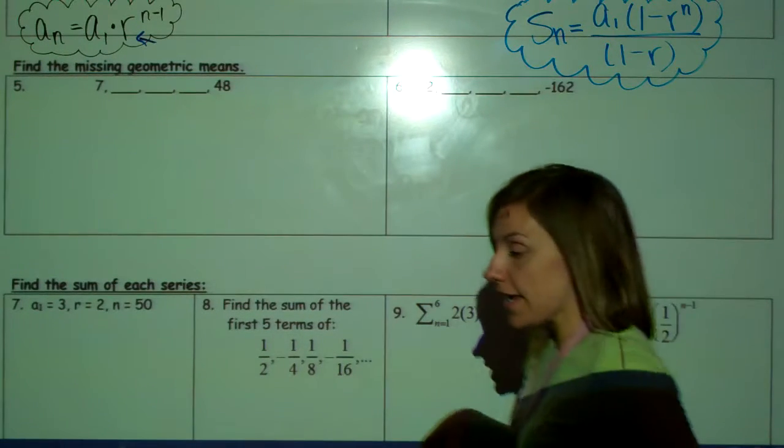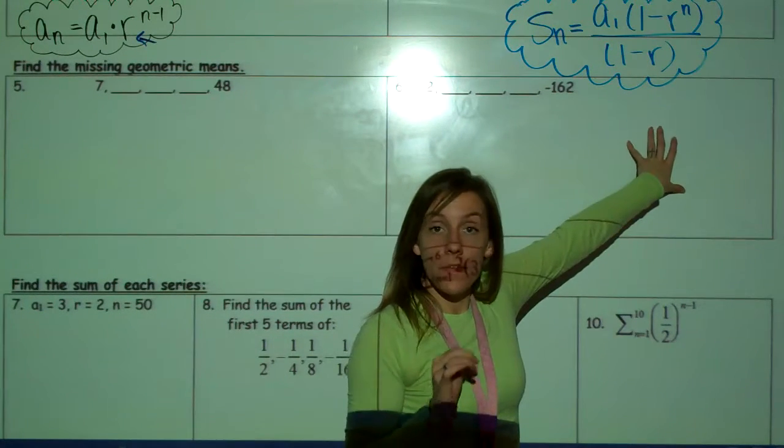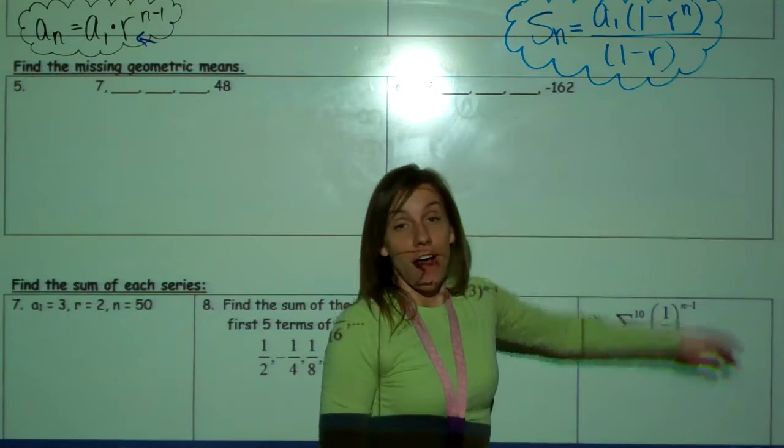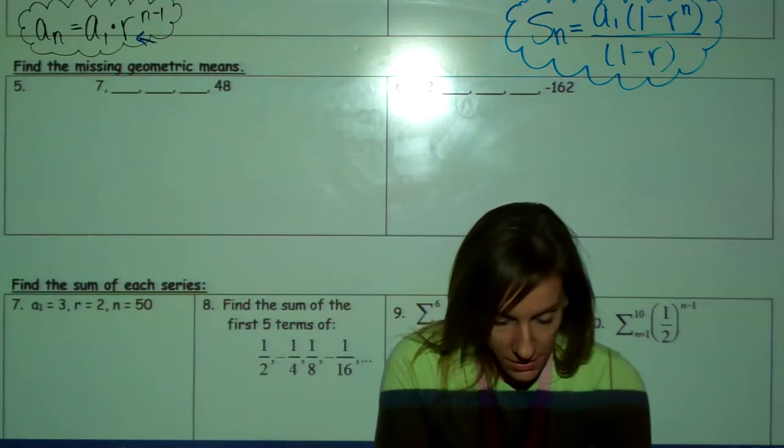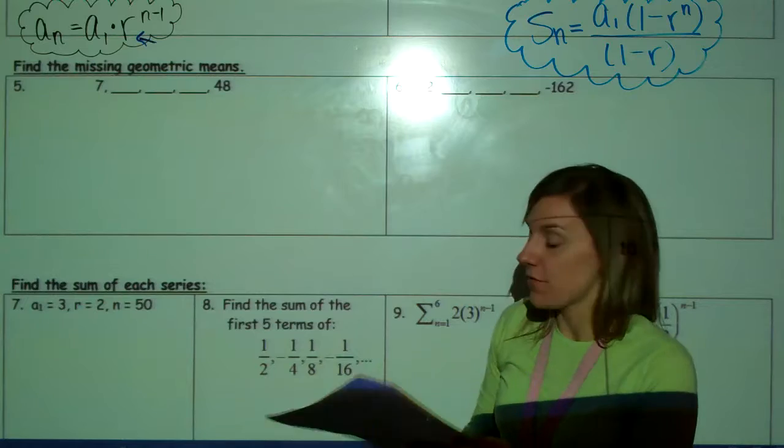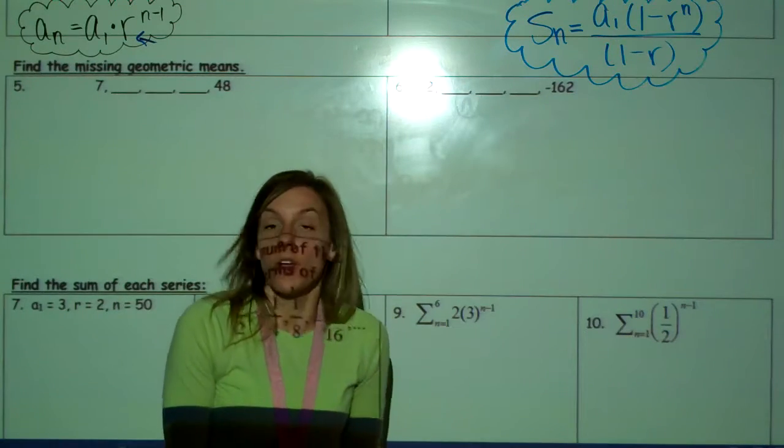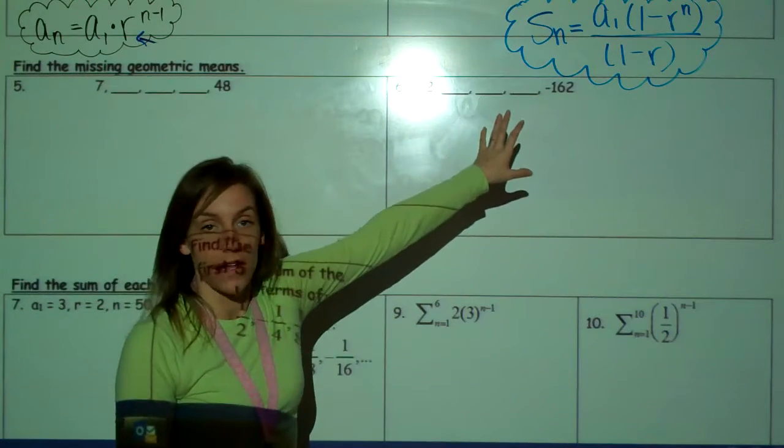Alright guys, so I scrolled down. I actually added the sum formula. We're not going to use it yet, but we are going to use it after number 5 and 6 when we get to 7. So I wanted to go ahead and write it down.